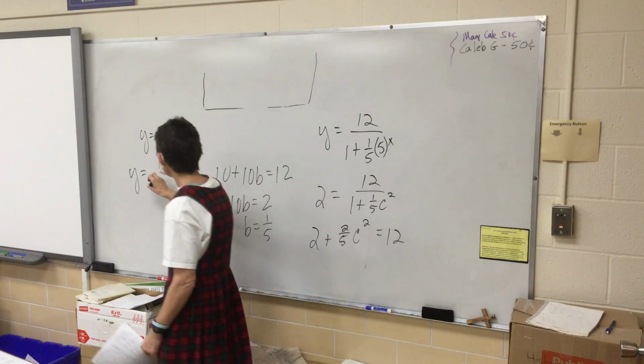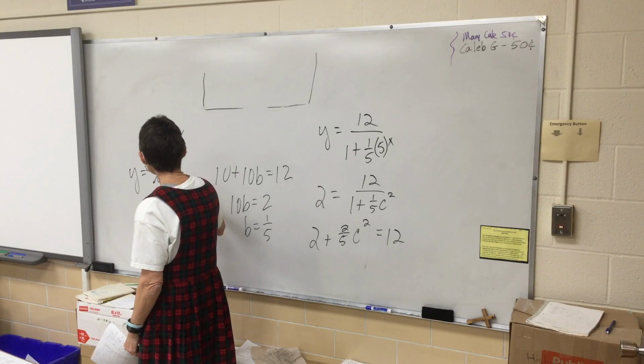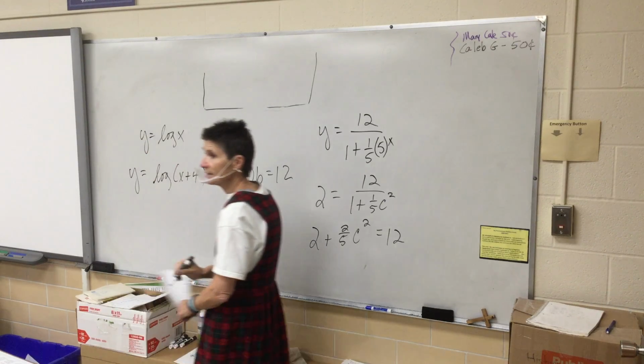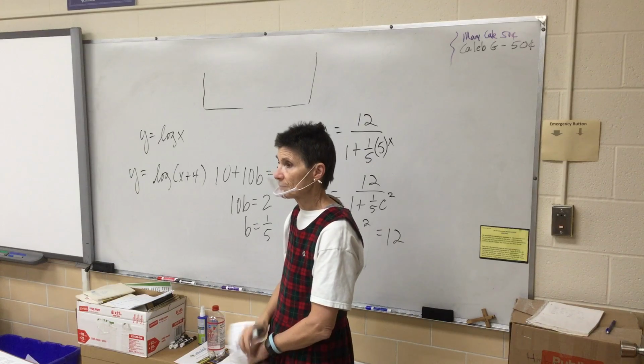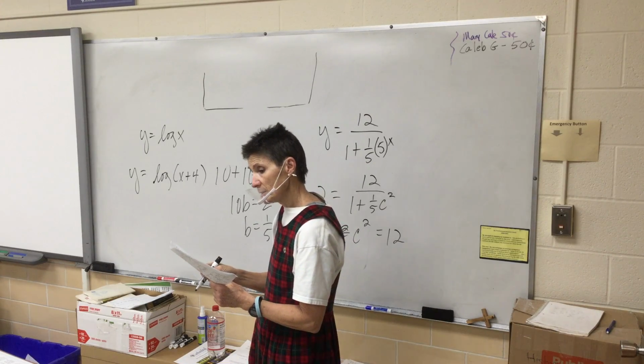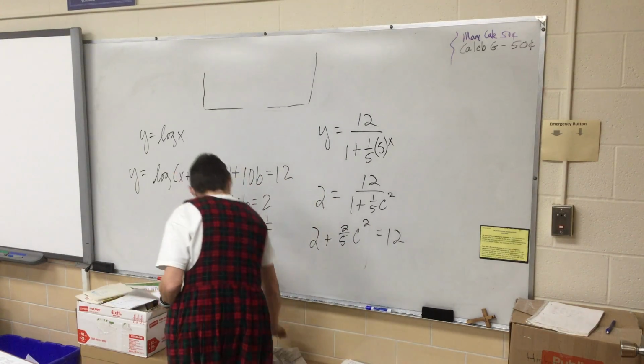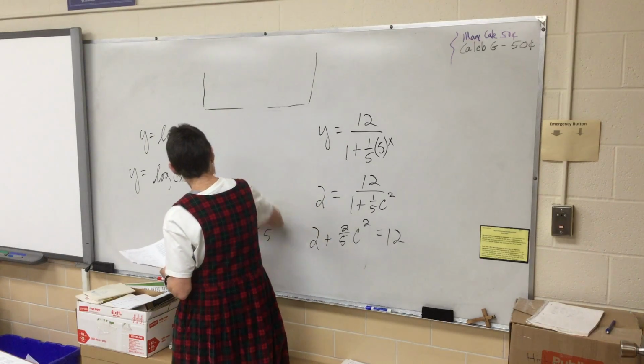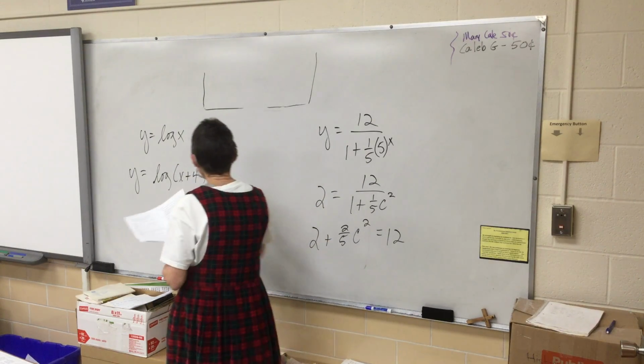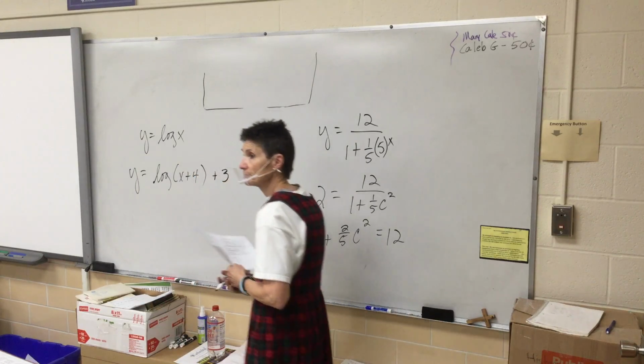Plus 4. Log parentheses x plus 4. Won't that take it 4 units to the left? And then up 3. Put a +3 on the end of it like that.